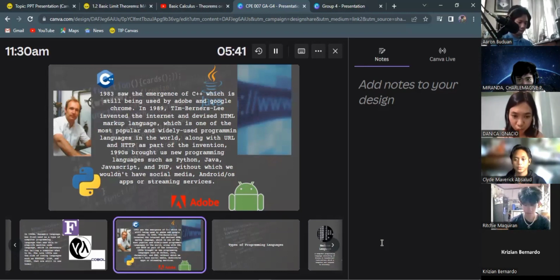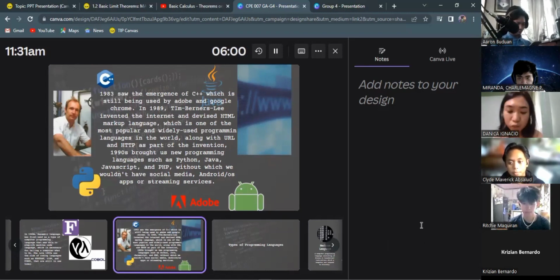The 1990s brought us new programming languages such as Python, Java, JavaScript, and PHP, without which we wouldn't have social media, Android or iOS apps, or streaming services. Java and JavaScript were introduced in 1995. James Gosling created Java for an interactive television project. Brendan Eich developed JavaScript to help individuals create web pages, browsers, widgets, and PDF documents.